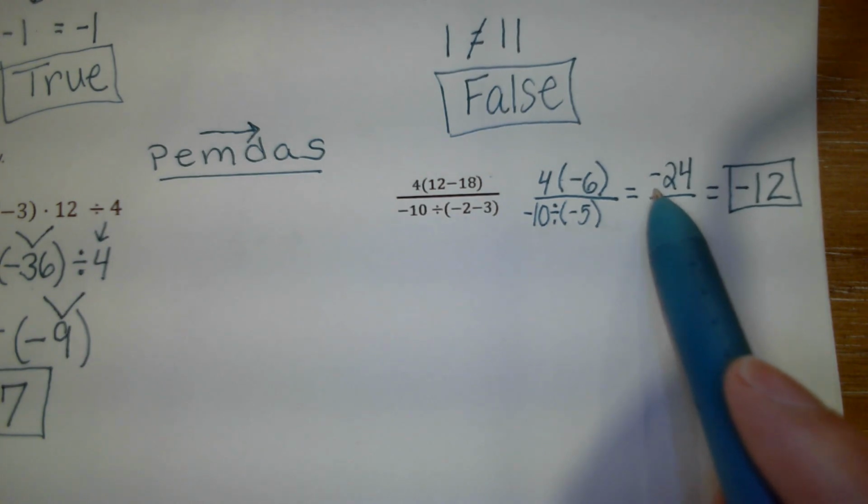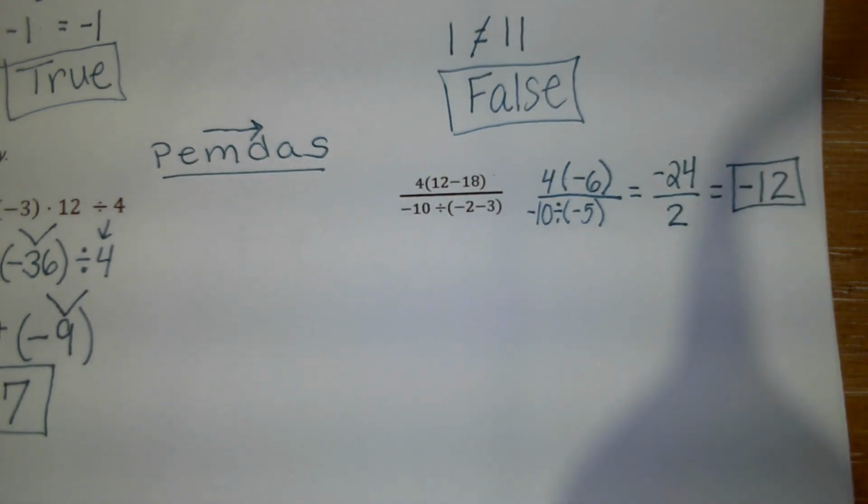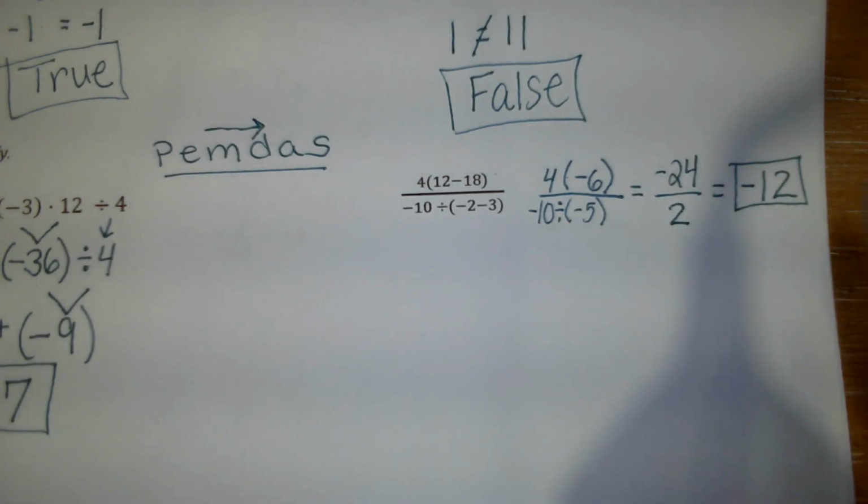Remember your rules of negatives very carefully on these, because if you put positive 12, technically your answer is wrong. So negative 12 would be our final answer.